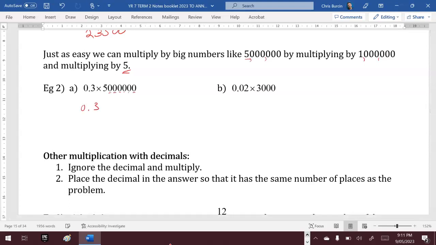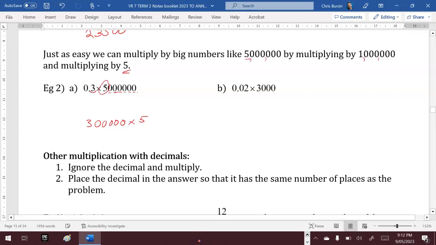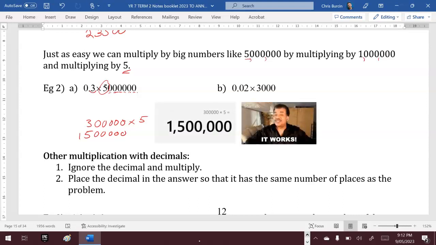So 0.3 goes 1, 2, 3, 4, 5, 6. So now we have 300,000. So now I'll get that out of the way. We've got 300,000, but we're not done yet. We have to multiply that times 5, because we just sort of reserved that 5 for later. And 5 times 3 is 15, and we'll keep all of those zeros with us. If you don't believe me, check with your calculator and you'll find that it works.